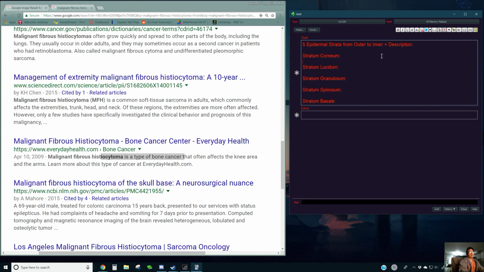Let me see if I got this. Corneum. I don't know, it's just the outside surface. Just say outer surface. Soles of feet and palms. Thick. Let's say laden.